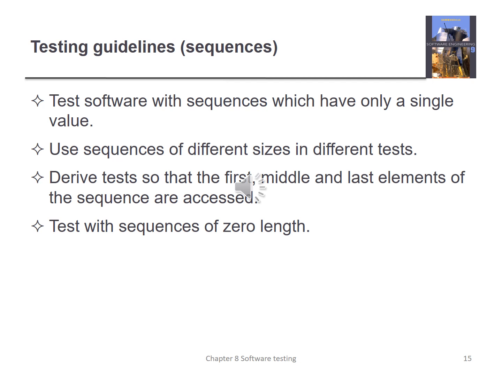Well, test guidelines here. Test software with sequences which have only a single value. Use sequences of different sizes in different tests. Derive tests so that the first, middle, and last members of the sequence are accessed. Test with a sequence of zero length. All these guidelines come from your experience. When you write program after program after program, you gain a lot of experience, and you could always test your program with those guidelines in your mind.